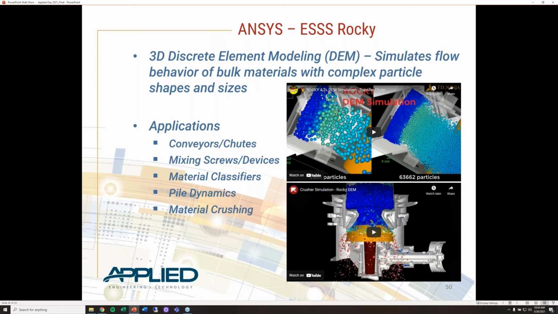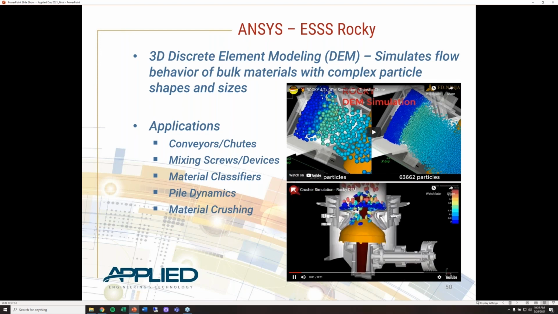I've got an example. This is an embedded YouTube video of some material crushing here. This is actually a cone crusher. We're dumping rocks in it, and this thing is going to start to break those rocks, and so we can predict how that process is going to look with Rocky here.